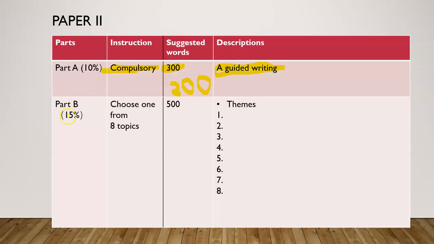Okay, and for part B, 15%, you have to choose 1 from 8 topics given. Okay, suggested words about 500. Okay, if you look at the paper, that's 400 written. Okay, but you're encouraged to write more. See whether you can tell me the 8 themes now.